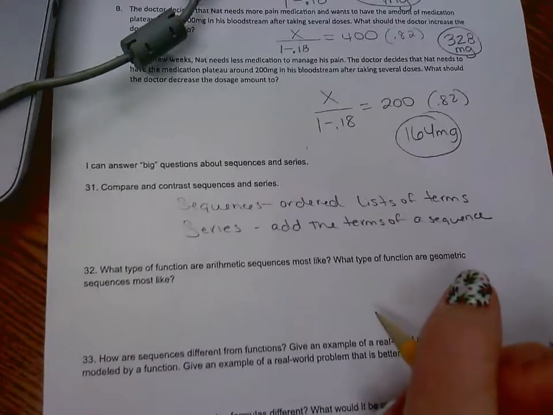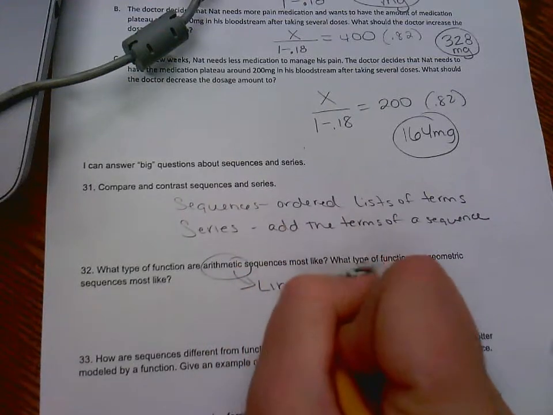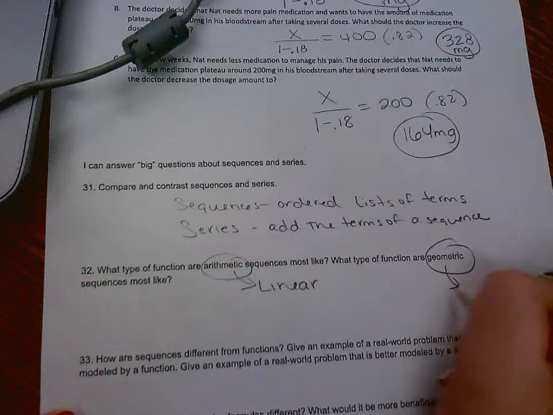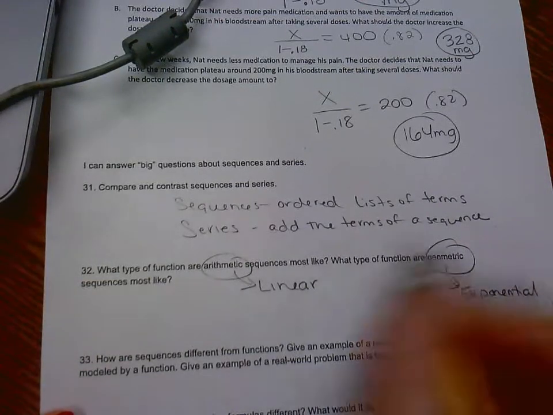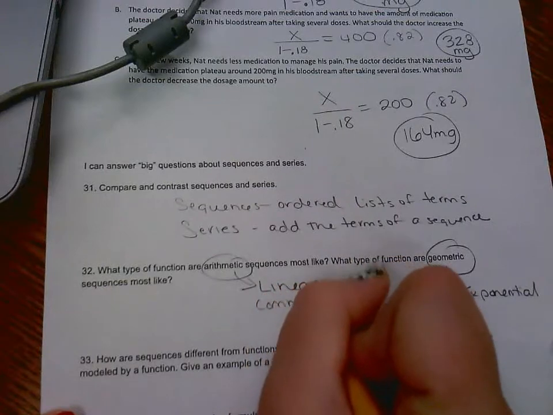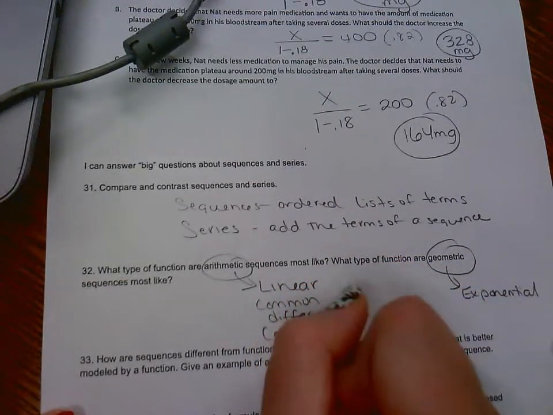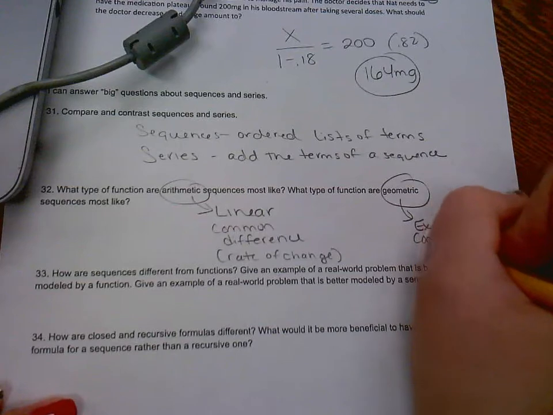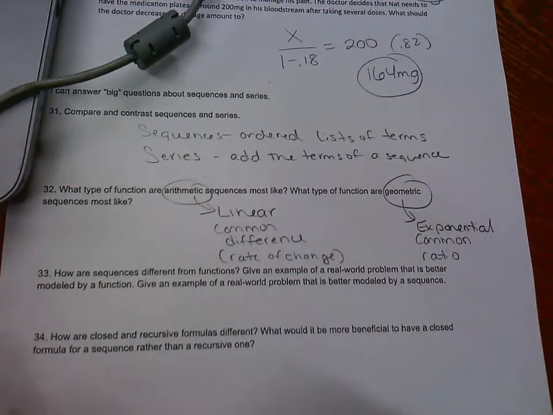What type of function are arithmetic sequences most like? They're most like linear functions. What type of function is geometric most like? They're like exponential, which we've studied this year, right? Linear has a common difference, which is your rate of change, whereas exponential has a common ratio, which is the base of your exponential function.